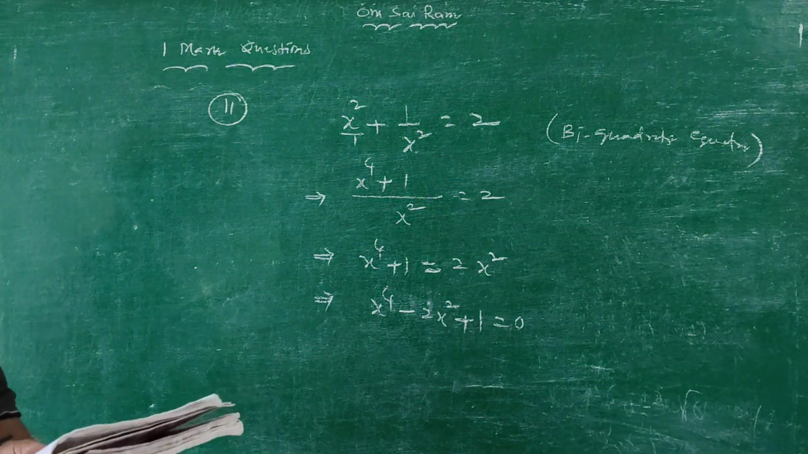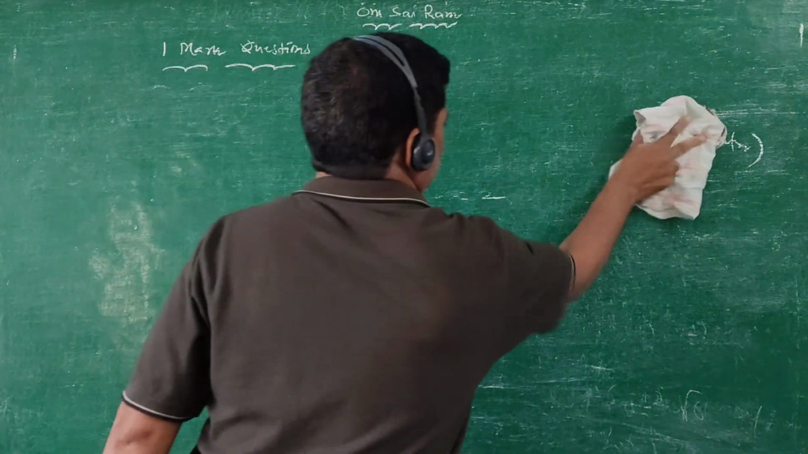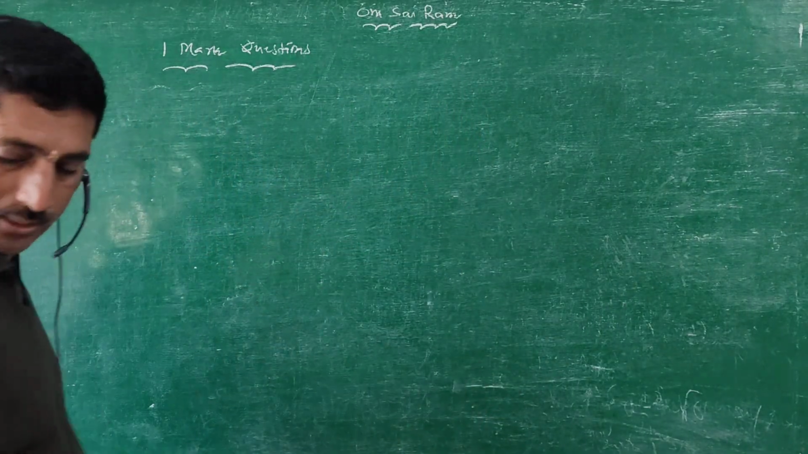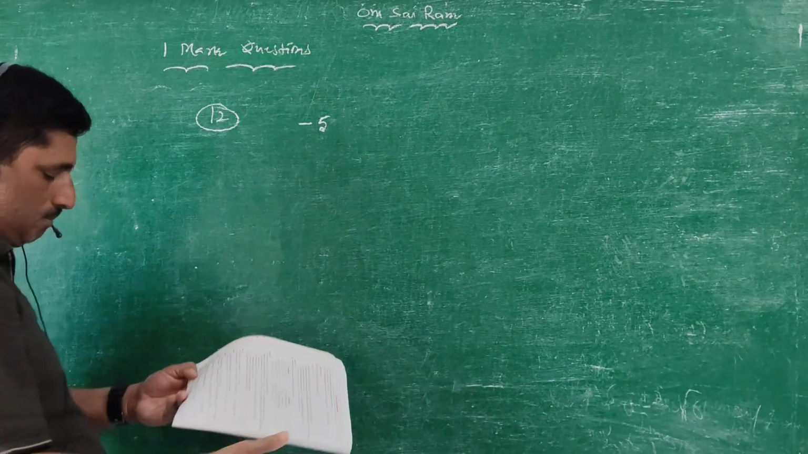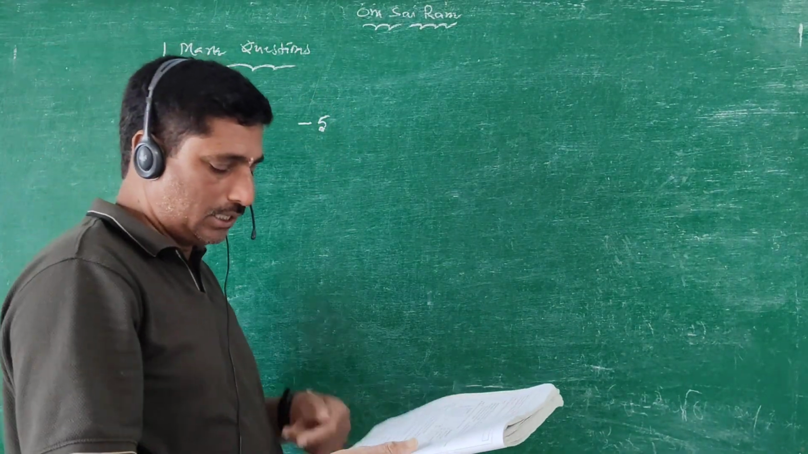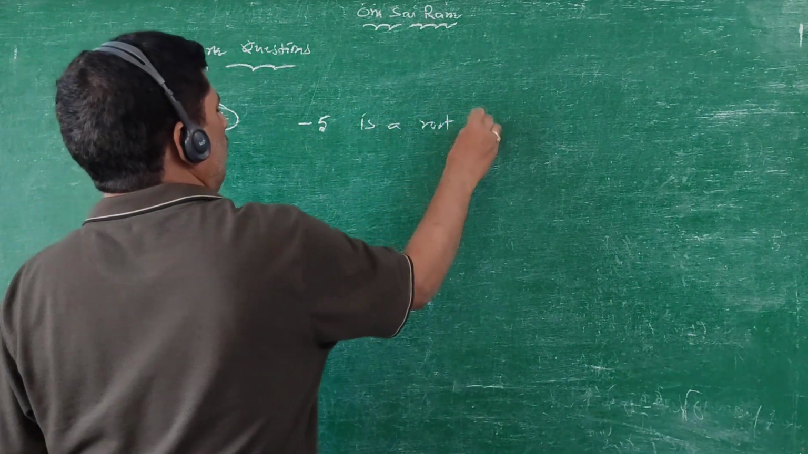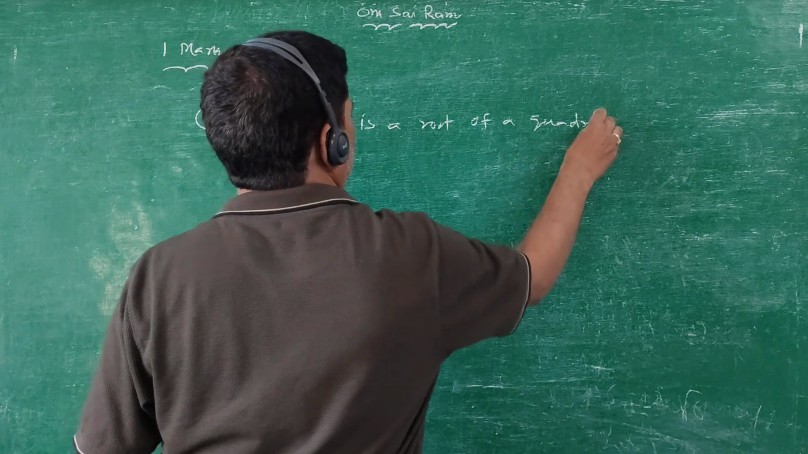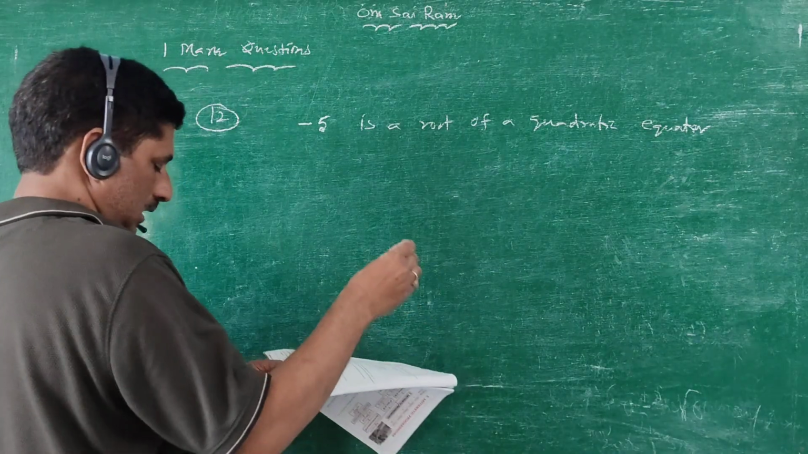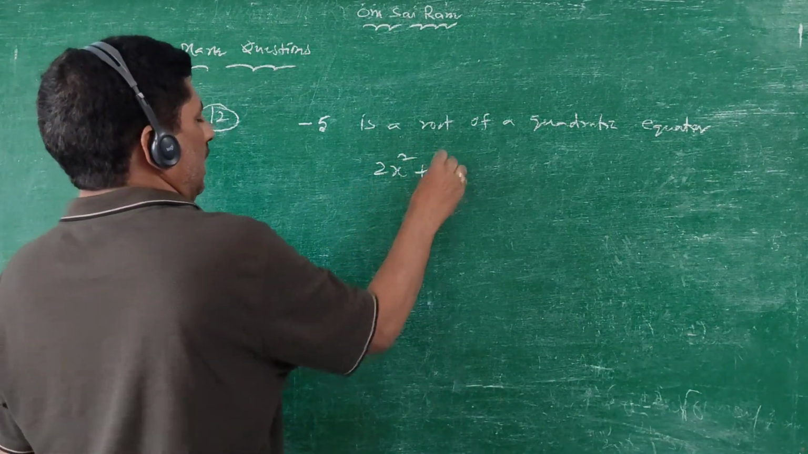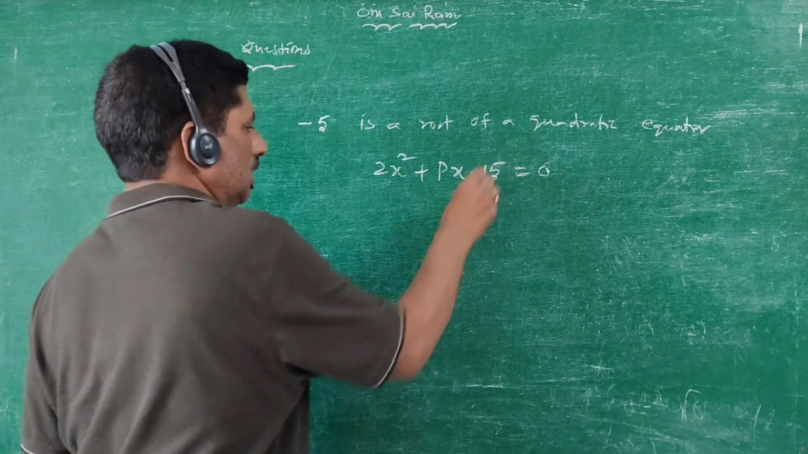The last question, 12th, is an important one. If minus 5 is a root of the quadratic equation 2x square plus px minus 15 equals 0, we have to find the p value.